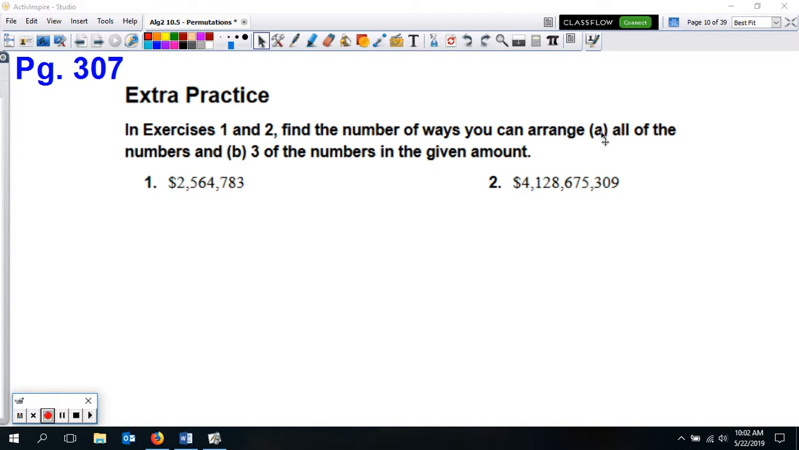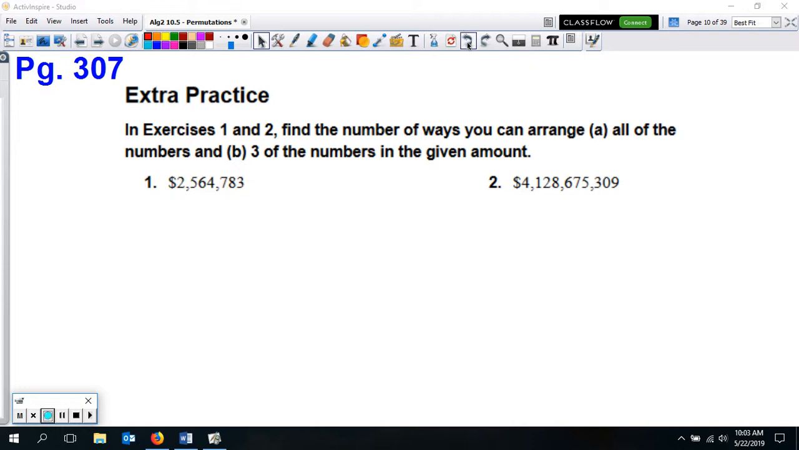Order's mattering. For this one, we're going to find the number of ways you can arrange A, all the numbers, and B, only 3 of the numbers in the given amount. So kind of just like those books we were talking about. So in problem 1, how many numbers do we have here? Well, there's 7 numbers. We want to arrange them in order.